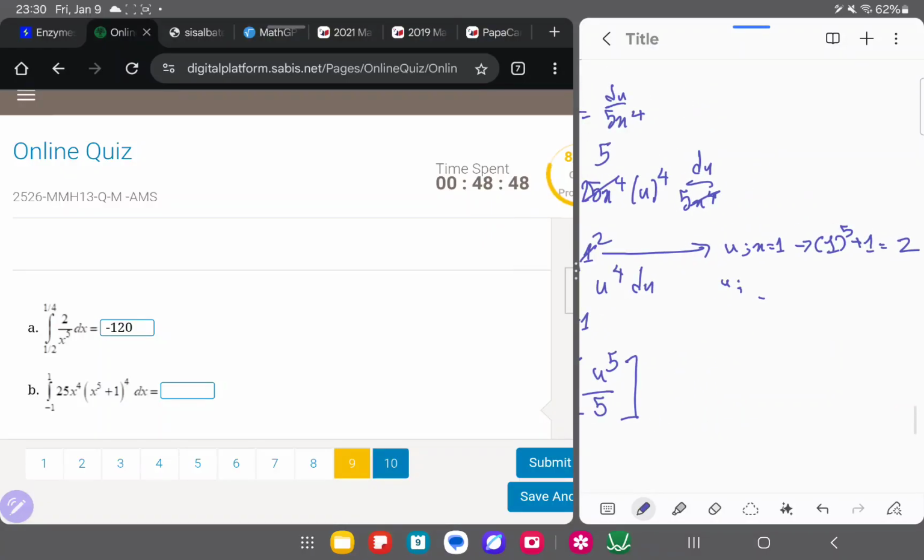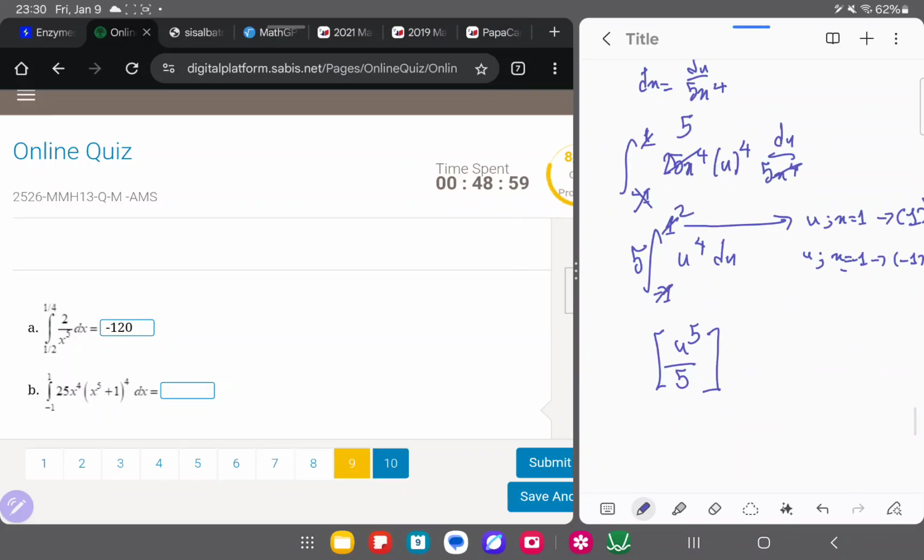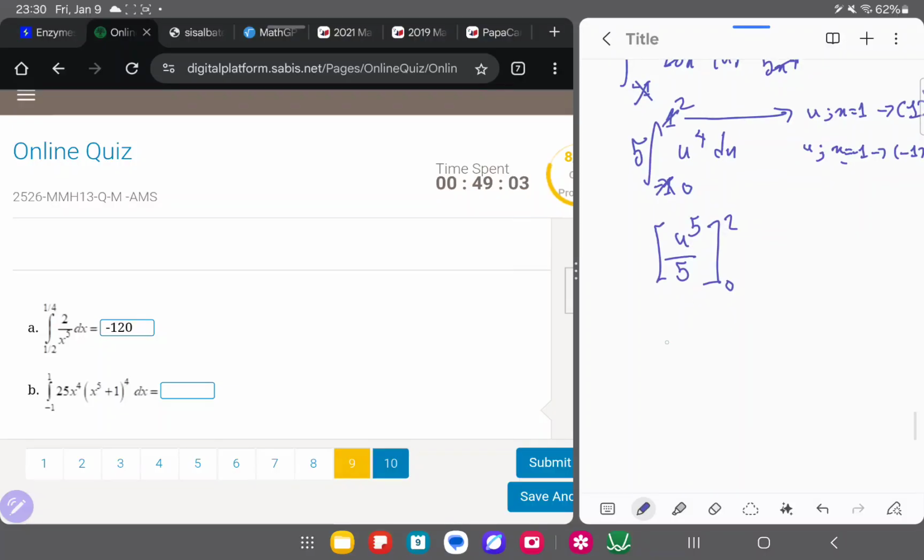And now we'll do u when x is equal to minus 1. So minus 1 to the power of 5 plus 1, which is equal to 0. Therefore, over here, instead of minus 1, it will be 0. So now we have the new range of values 0 to 2. And you could just write 2 to the power of 5 over 5 minus 0, which is equal to 32 over 5.